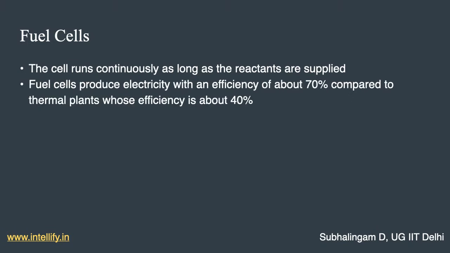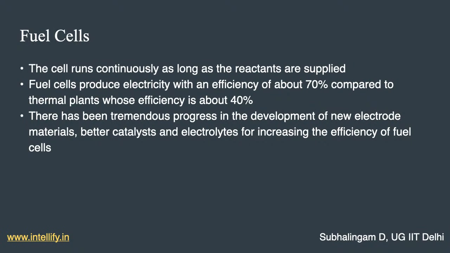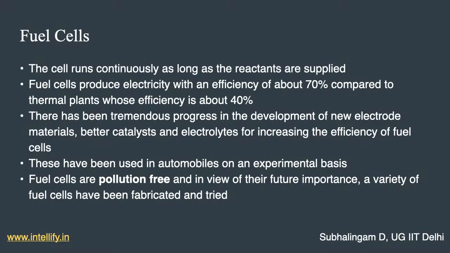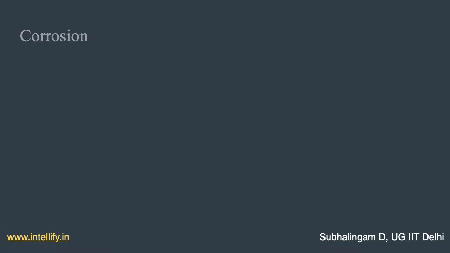Fuel cells produce electricity with an efficiency of 70% compared to thermal plants whose efficiency is just 40%. There has been tremendous progress in the development of new electrode materials, better catalysts, and electrolytes for increasing the efficiency of fuel cells. These have been used in automobiles on an experimental basis. Fuel cells are pollution free, and in view of their future importance, a variety of fuel cells have been fabricated and tried. So with this we have completed batteries and fuel cells. Now let's look at a common phenomenon called corrosion.